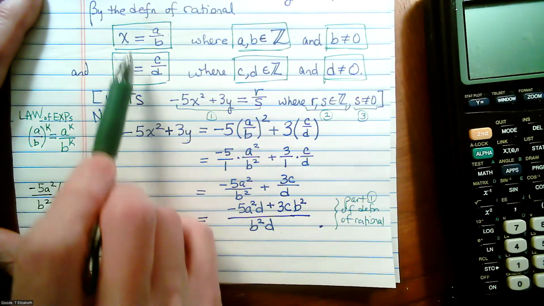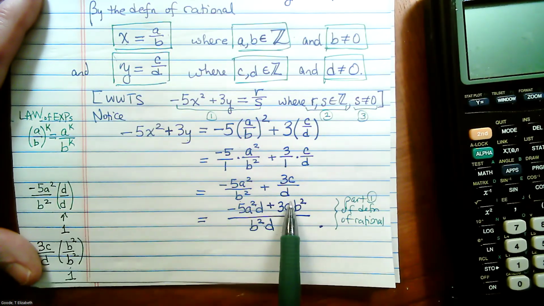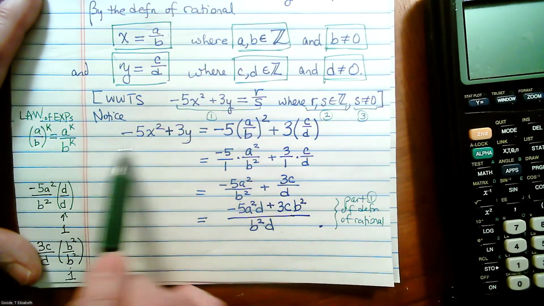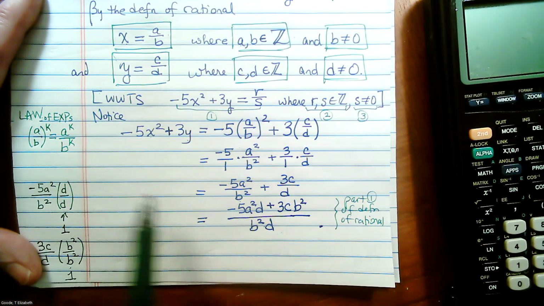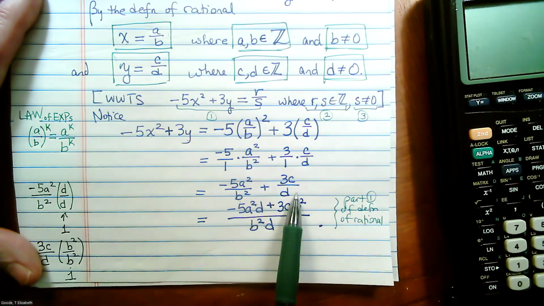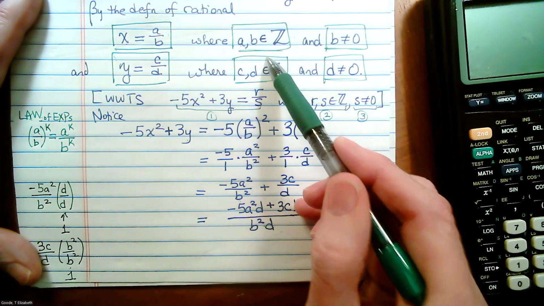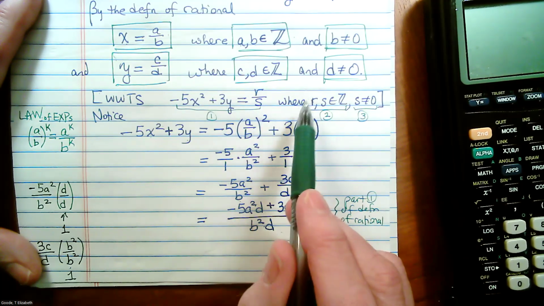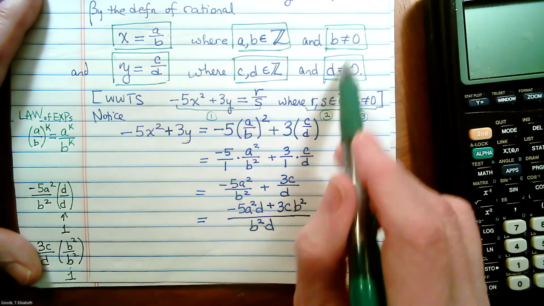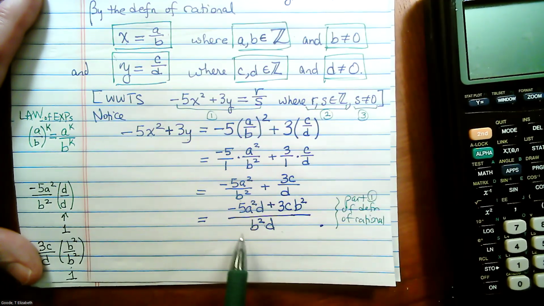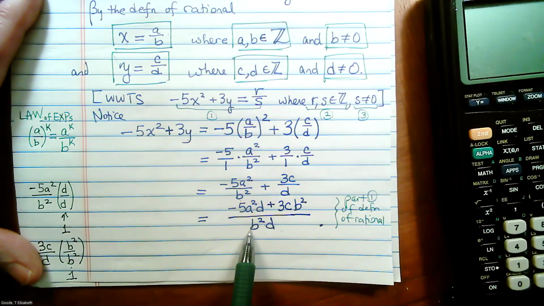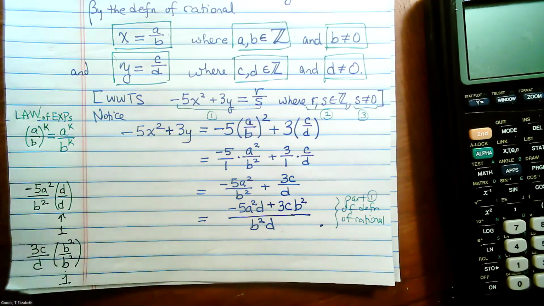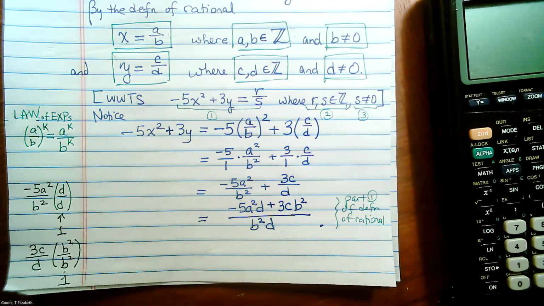We used part one of the definition of rational. This is part one for x, this is part one for y, to prove part one for the expression negative 5x squared plus 3y. So we use the part ones to get the part one. We're going to use the part twos to get the part two, that R and S are integers. And we'll use the part threes to get that this denominator, S equals b squared d, isn't zero. Shall we finish it?